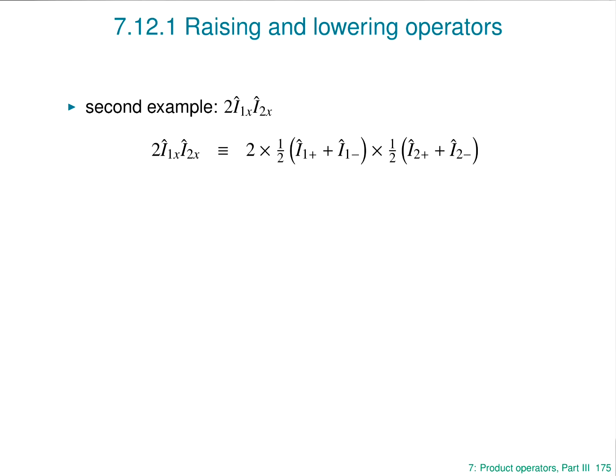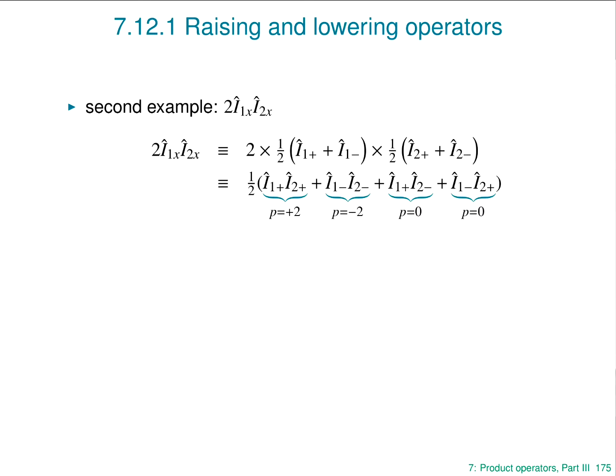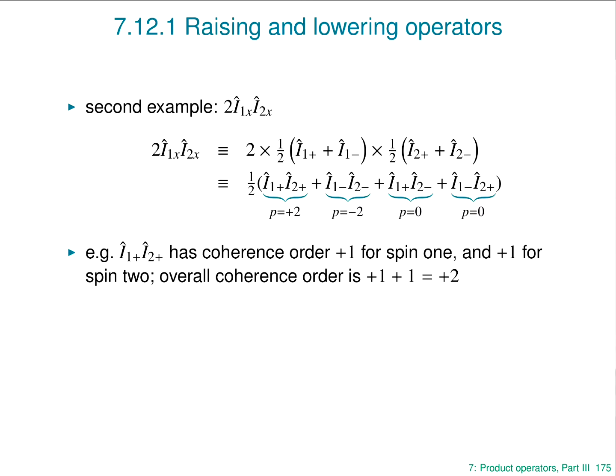So I write I1x as I1 plus plus I1 minus, and I write I2x as I2 plus plus I2 minus. So that's what that line is. And then I multiply the whole thing out, and I get 4 terms. The first term is I1 plus I2 plus. That's coherence order +1 on spin 1 and +1 on spin 2, so the total coherence order is +2. So that term is a double quantum coherence.